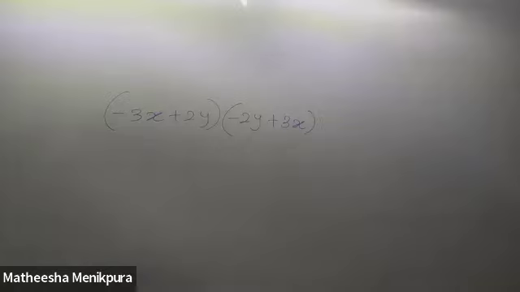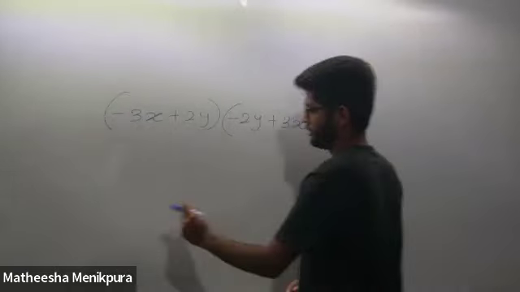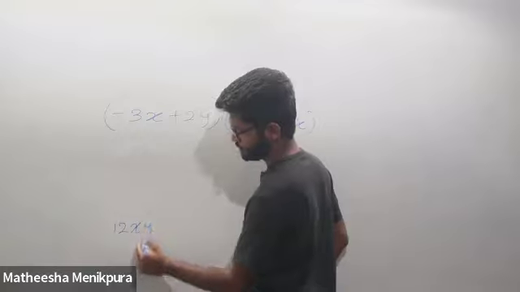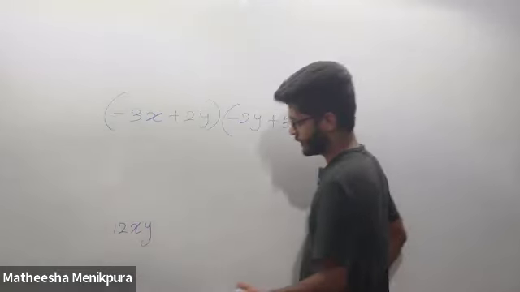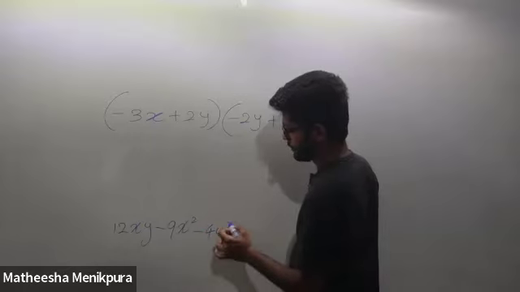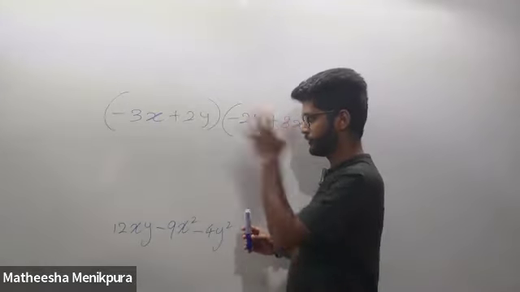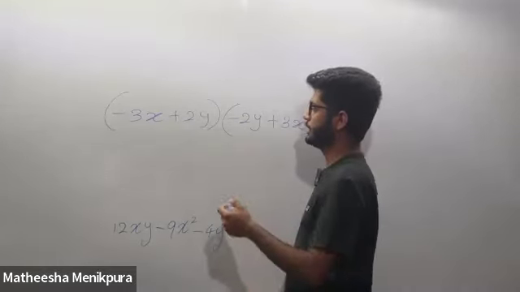Sir, done. Okay, what is the answer? Yes, tell me the answer. 12xy minus 9x squared minus 4y squared. Okay, let's see. Others also give me your answers, then we can confirm whether you got to the point correctly or not.